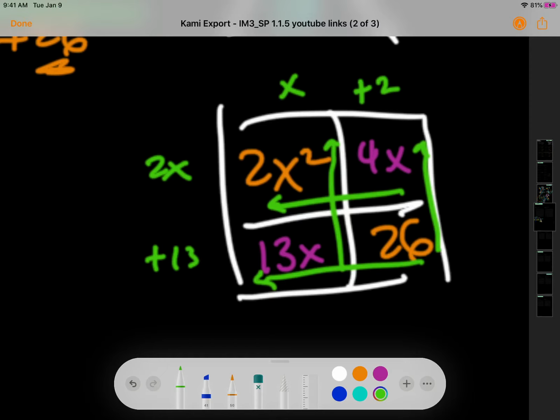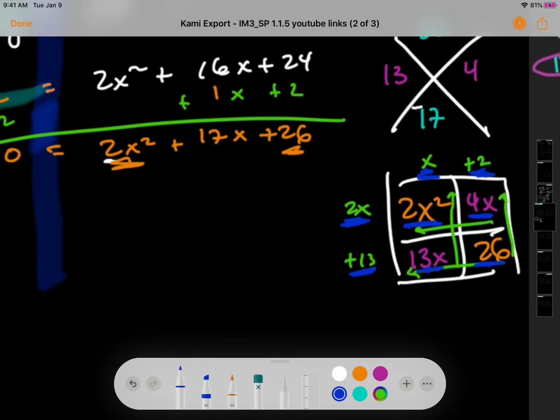So let's just double check that that works. 2x times x gives me 2x squared. 13 times x gives me 13x. 13 times 2 gives me 26. And 2x times 2 gives me 4x. So that works. Let's go ahead and write that over here.